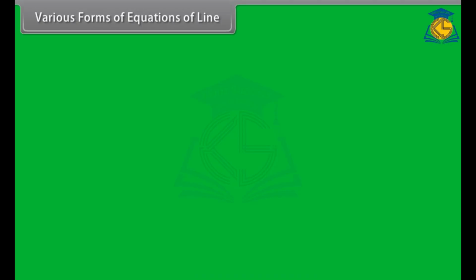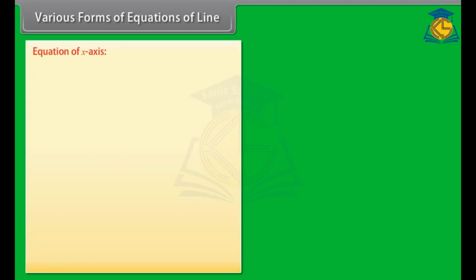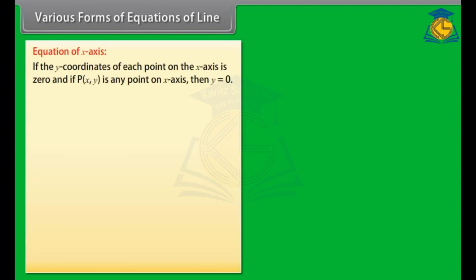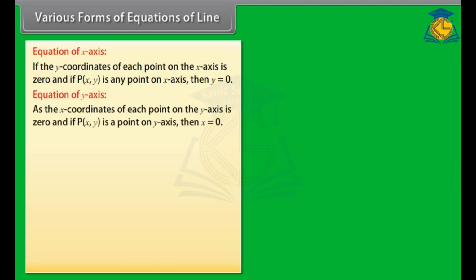Various forms of equations of line. Equation of x-axis. If the y-coordinates of each point on the x-axis is 0 and if P(x, y) is any point on x-axis, then y is equal to 0. Equation of y-axis. As the x-coordinates of each point on the y-axis is 0 and if P(x, y) is a point on y-axis, then x is equal to 0.